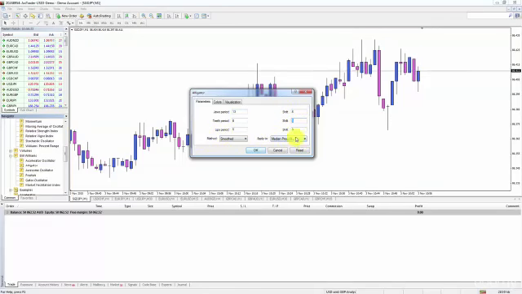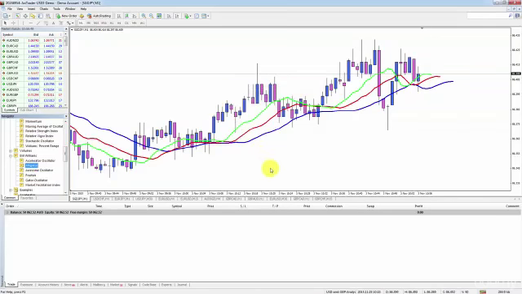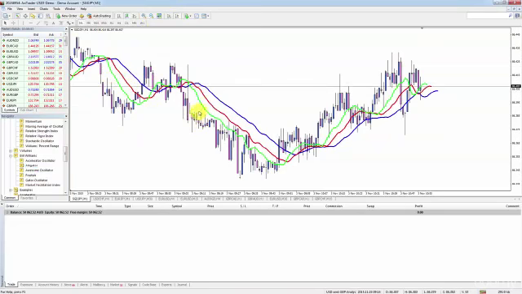So some of these might seem familiar, and that's because the lines used in the alligator are actually moving averages. And so if we go into colors, you'll see that the jaws will be blue, the teeth will be red, and the lips will be green. Let's go ahead and click OK. So there we go. That's the indicator. And so what you see here is that's the lips, that's the teeth, and that's the jaws of the alligator.